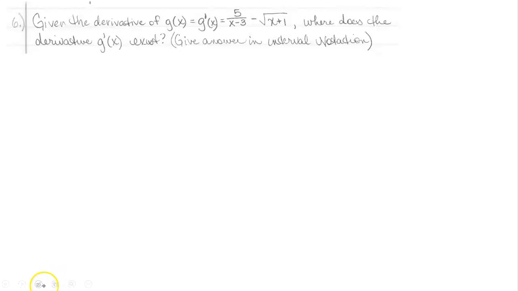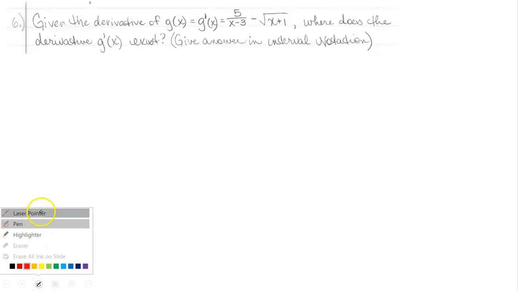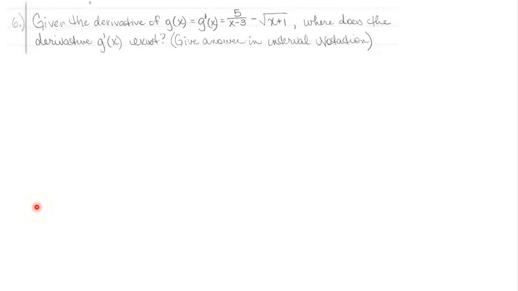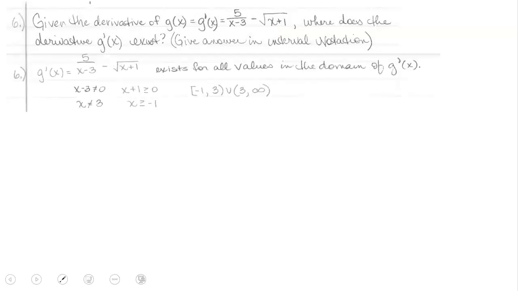All right, so let's look at number 6. For number 6, they asked us, given the derivative, so if you'll notice, this is already the derivative of g of x. So given this derivative, where does the derivative exist?